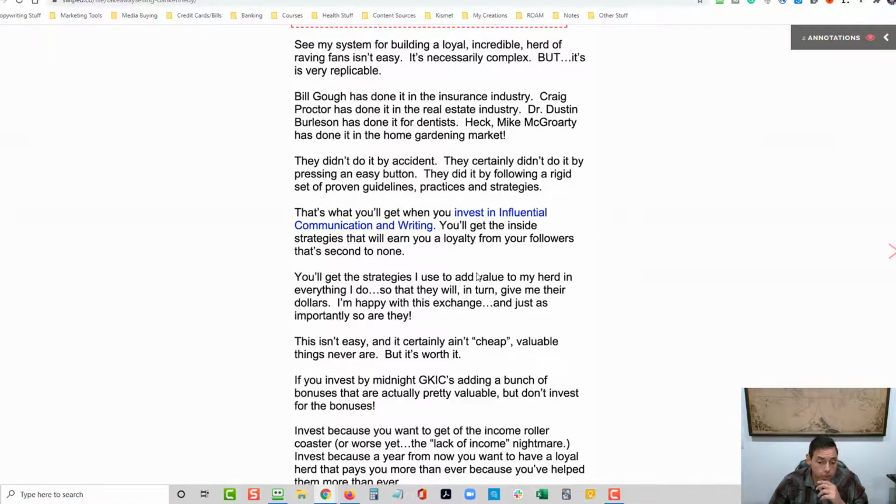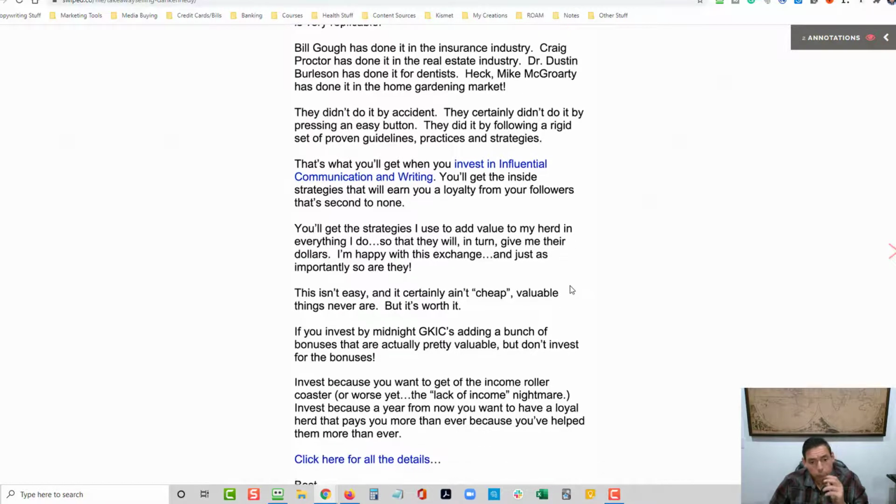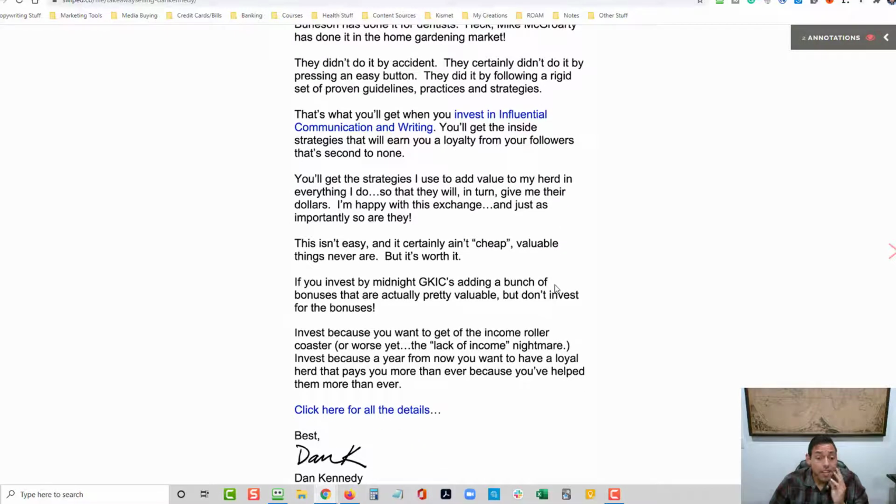So then he kind of moves into the offer and talks about how it ain't going to be cheap, but valuable things never are. It's worth it. Notice he doesn't go into the price here. The only thing he does is sort of set it up so that you kind of understand it's not going to be dirt cheap. There's a price to be paid. So that's building up some curiosity.